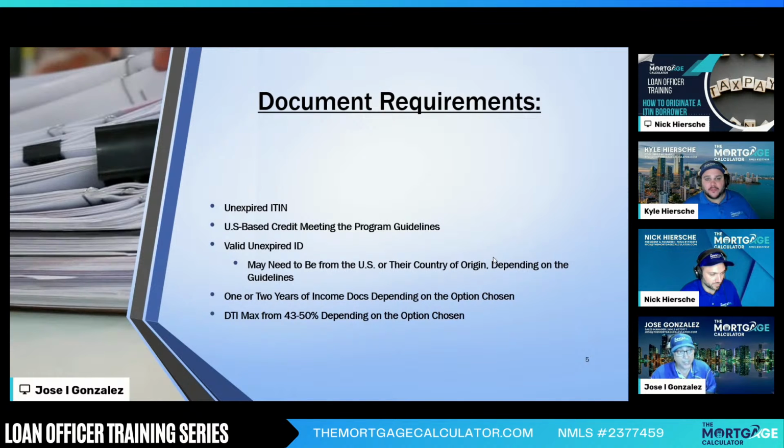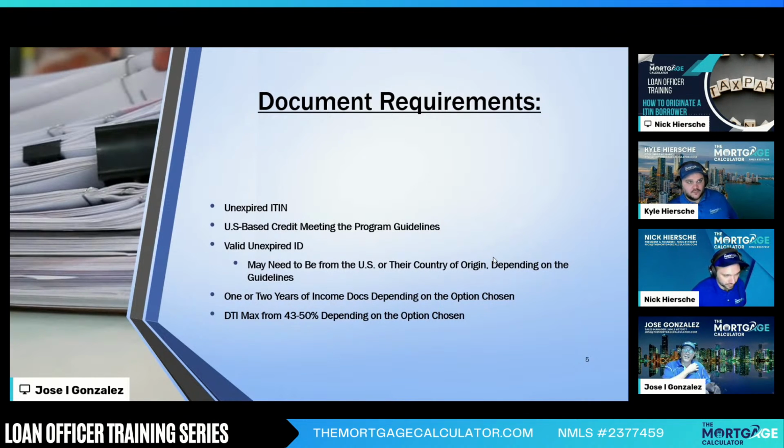You have to go specifically to the ITIN guidelines, because it's similar to the foreign national, right? They're going to custom tailor it to that product. That product has an inherent risk due to certain deficiencies that are different from a U.S. national based borrower. So due to that, there are going to be certain differences. But definitely U.S. based credit meeting the program guidelines. Now, this is the one that throws a wrench in a lot of people's loan machine when they're doing an ITIN loan. They need a valid, unexpired identification.